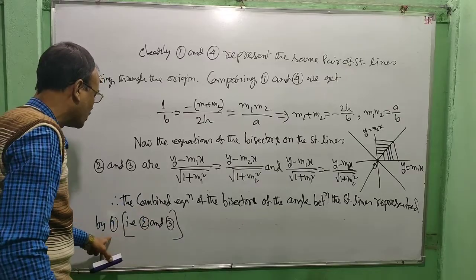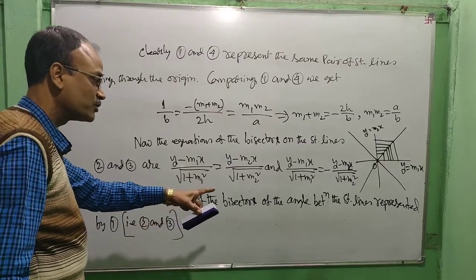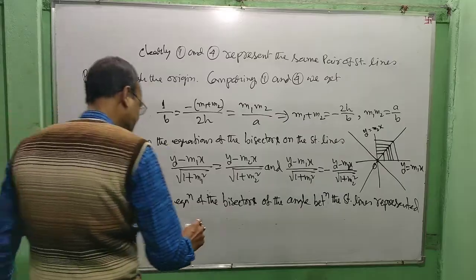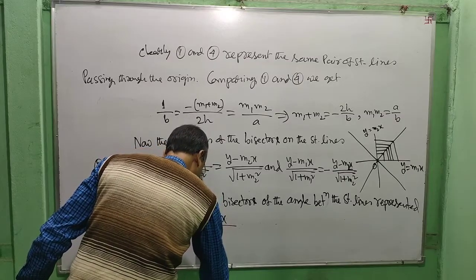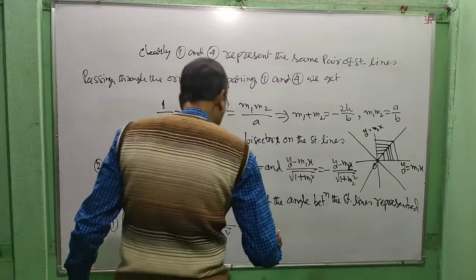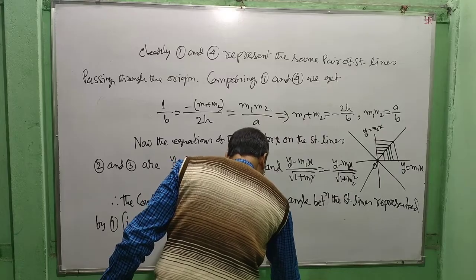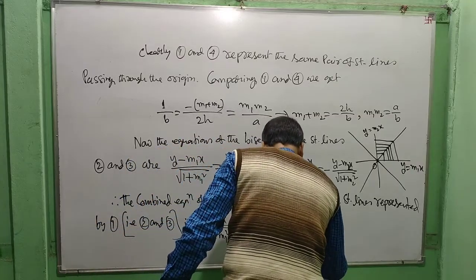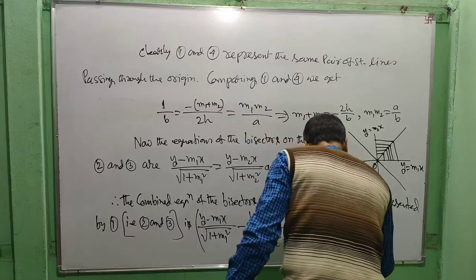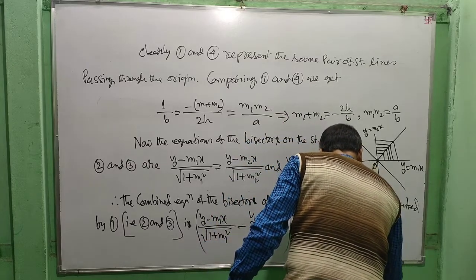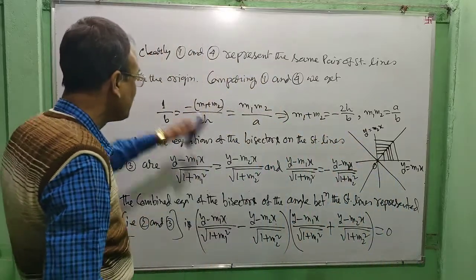The combined equation of 2 and 3 is 1 or 4. The equation of the bisectors of the angle between the straight lines represented by 1 is (y minus m1x) divided by root over (1 plus m1 square) minus (y minus m2x) divided by root over (1 plus m2 square), into (y minus m1x) divided by root over (1 plus m1 square) plus (y minus m2x) divided by root over (1 plus m2 square), is equal to 0. This is the equation of the bisector.